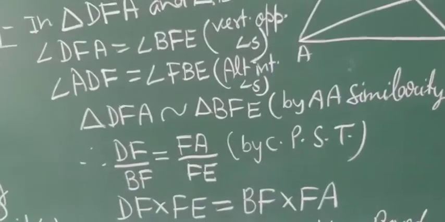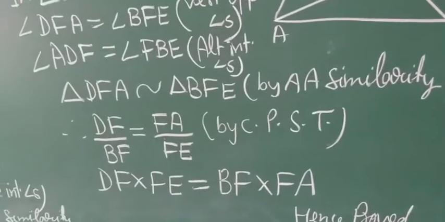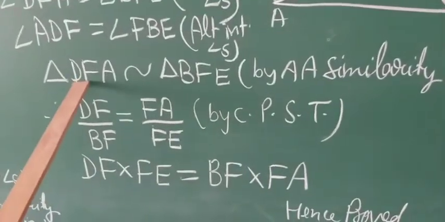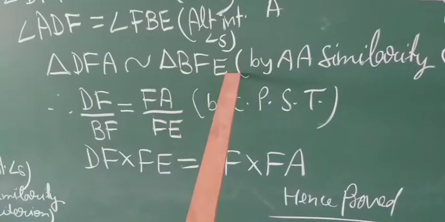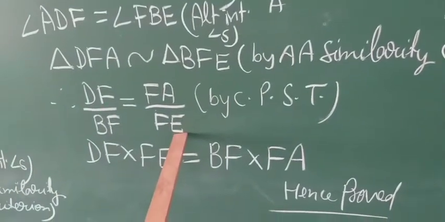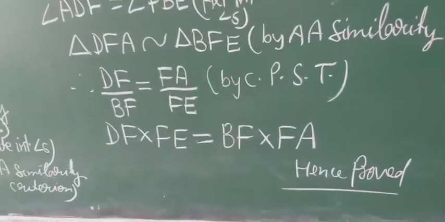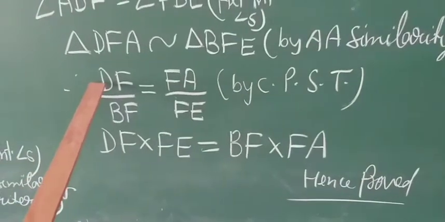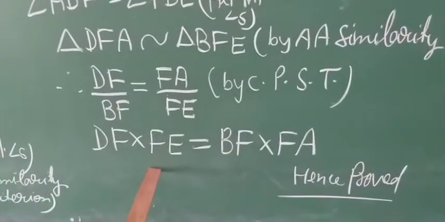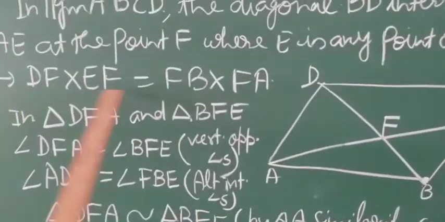Now students, as you know, when triangles are similar, the ratios of corresponding sides are equal. So DF upon BF equals FA upon FE. Or if we need, we can write DA upon BE, but it is not required, only two parts are needed. Now cross multiplication: DF into FE equals BF into FA. This is what we had to prove.